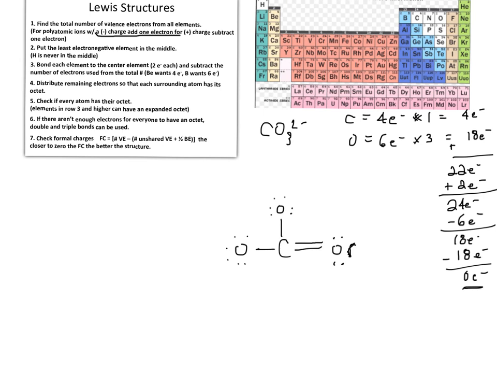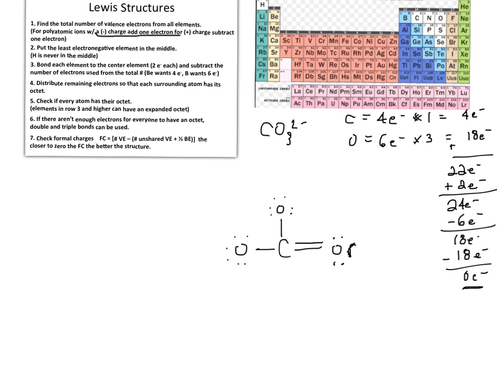So in a very similar way to what we saw on our previous examples, we're going to check the formal charges of each individual atom. Now, in the previous examples that we've done, all of the exterior atoms were bonded in the same way to the central atom. So basically all of the fluorine atoms were equivalent.